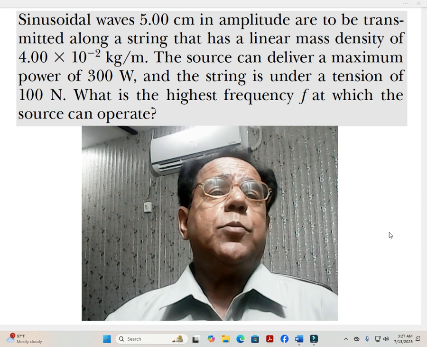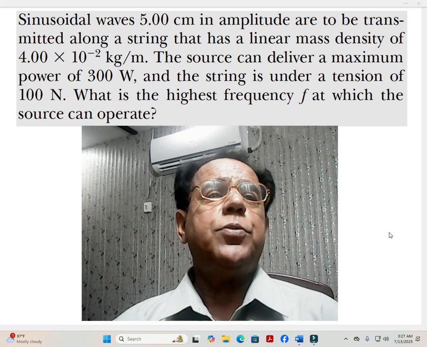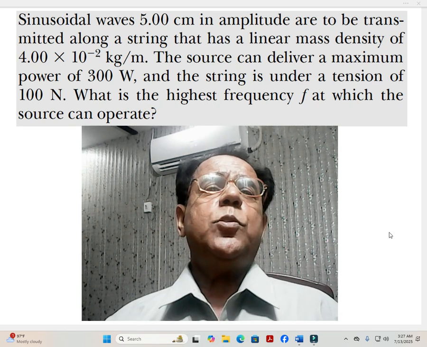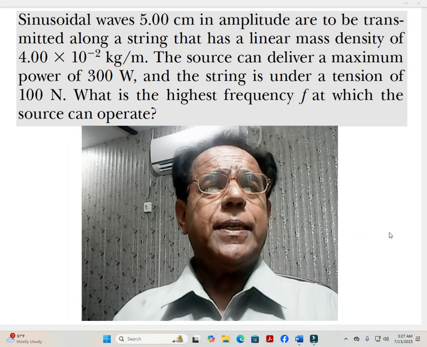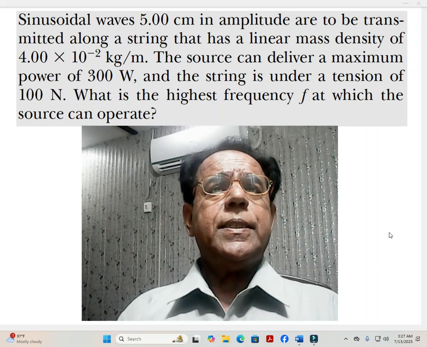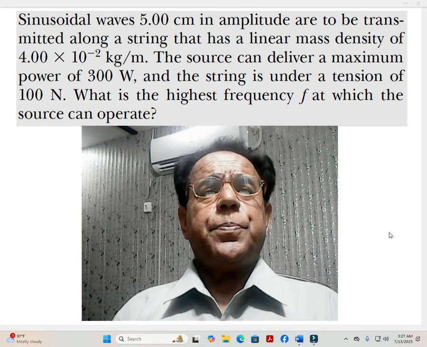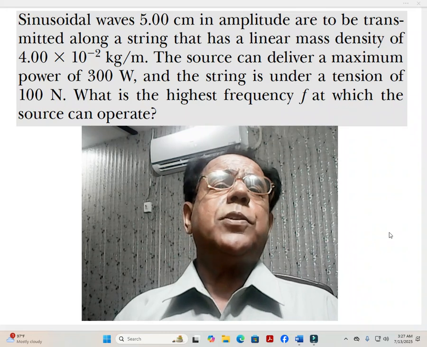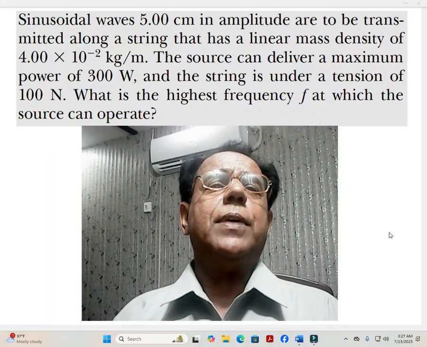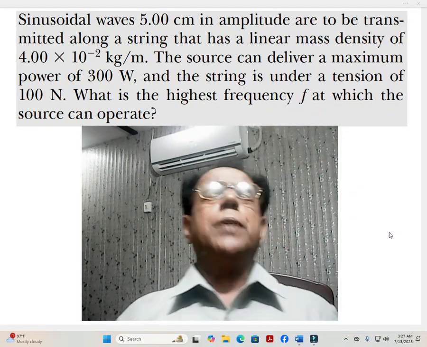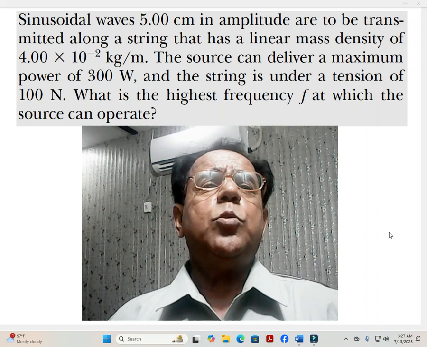As usual, we first come to the statement of the problem. Sinusoidal waves, 5.00 centimeter. First, dear students, it is to be noted here that the sinusoidal wave's amplitude is given in centimeter, while we are following the MKS system. So first we will convert this centimeter into meter by dividing it by 100, so it will become 0.05 meter.